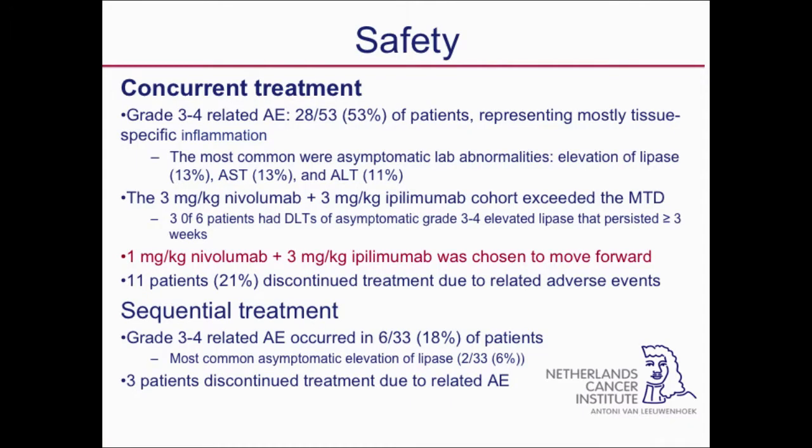The best dose was chosen because the 3 milligrams nivolumab, 3 milligrams ipi cohort exceeded the MTD for lipase, so they chose to go on further with 1 milligram per kilogram nivolumab plus 3 milligrams per kilogram ipilimumab. In the sequential treatment group, grade 3 and 4 related adverse events occurred in about 80% of patients. And again, the most common was asymptomatic elevation of lipase.